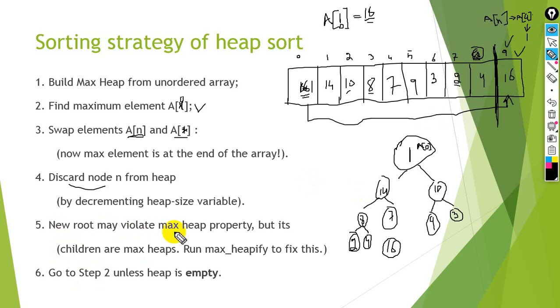New root may violate maximum heap property but its children are max heaps. Run max heapify to fix this. So now it also violates the rules of max heap. It is not a max heap. Why? Because its children are 14 and 10. So now we should perform the heapify function. Heapify means that we have to swap 14 and 1.